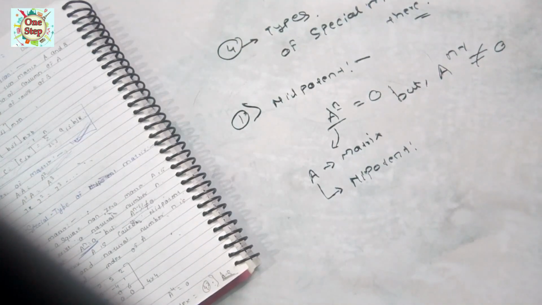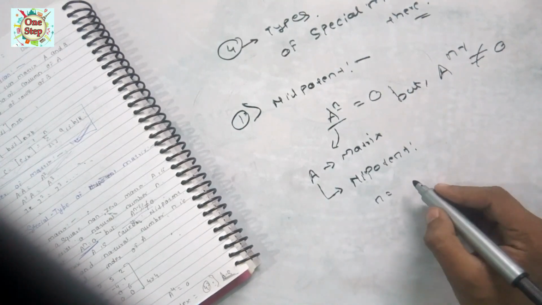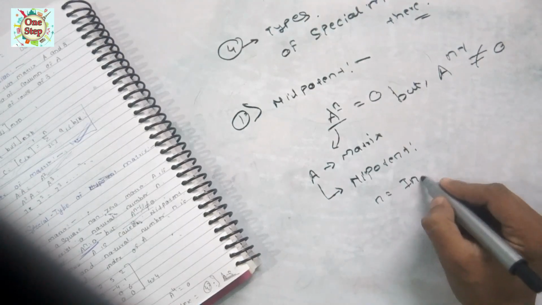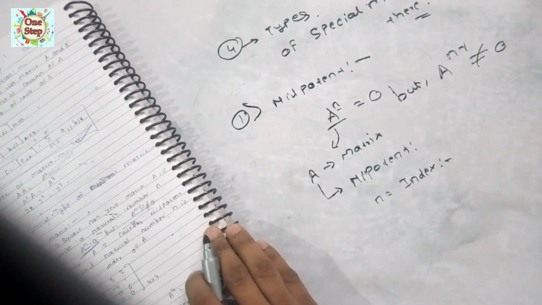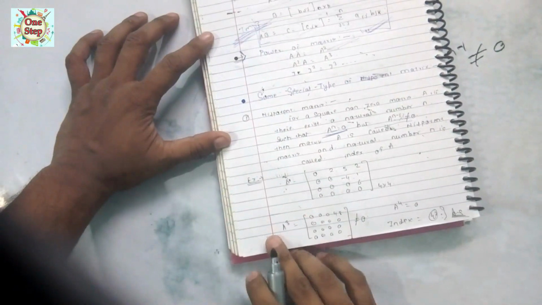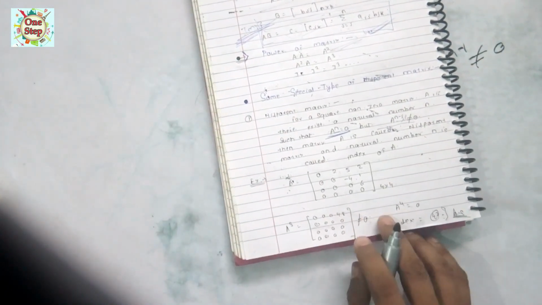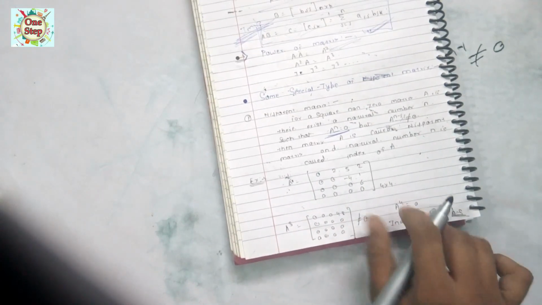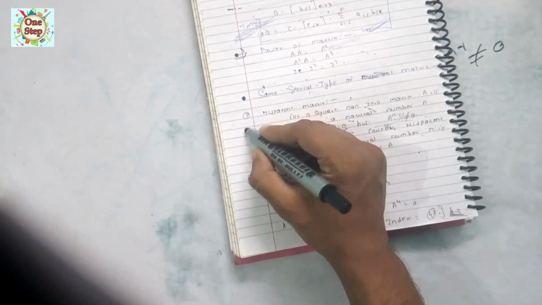Okay, so here what is n? The terminology n used here is the index. Now, moving further, we are going to talk about how to find n. If we take the example of A cube, as we had already calculated that A raised to the power 4 is equal to 0, but A cube is not equal to 0, then the index value is 4, and this type of matrix is known as a nilpotent matrix.